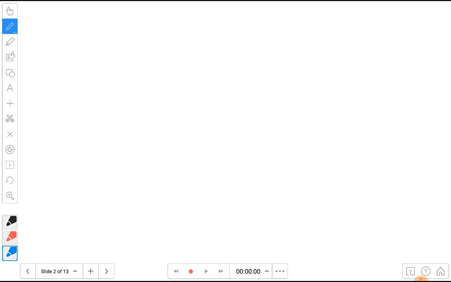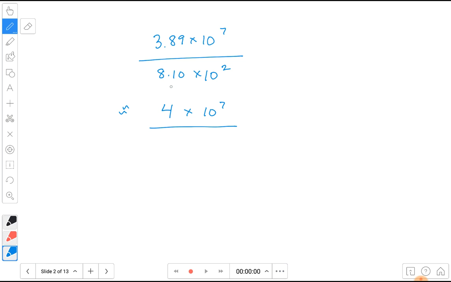Let's do one with division. 3.89 times 10 to the power of 7. And we'll divide that by 8.10 times 10 to the power of 2. So we'll estimate these numbers. 3.89 is close to 4. And 8.10 is close to 8. All right, we've estimated this one and this one.